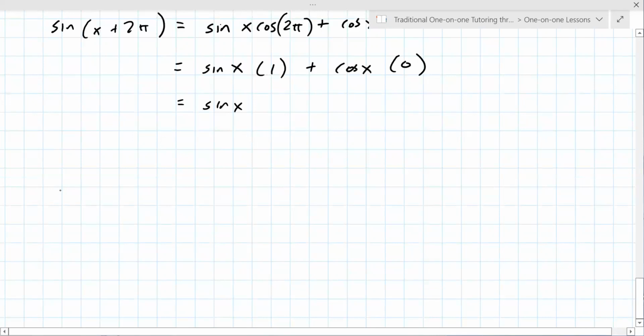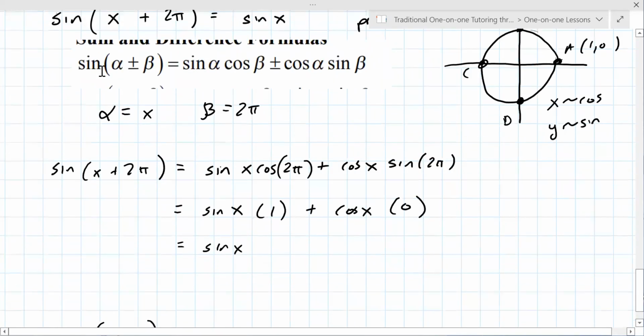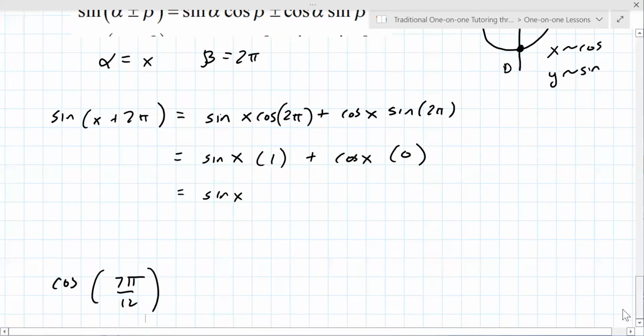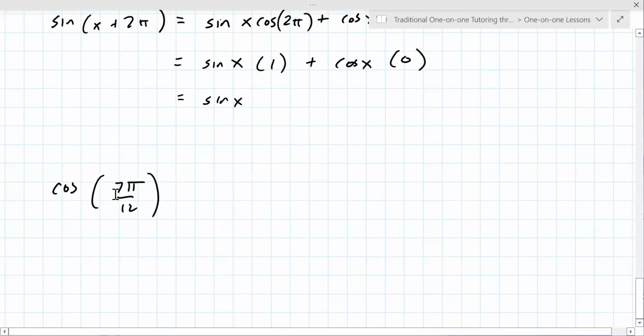So let's give you one that you might see on a test or quiz. What is the cosine of 7 pi over 12? Your first thing you might say is, hey Matthew, that's not a sum or difference. And I'm like, you're right. It is not a sum or difference, but it is a sum and difference problem, and we're going to use the cosine formula for this. So you as a student have to figure out how to get 7 pi over 12 from adding two things or subtracting two things.